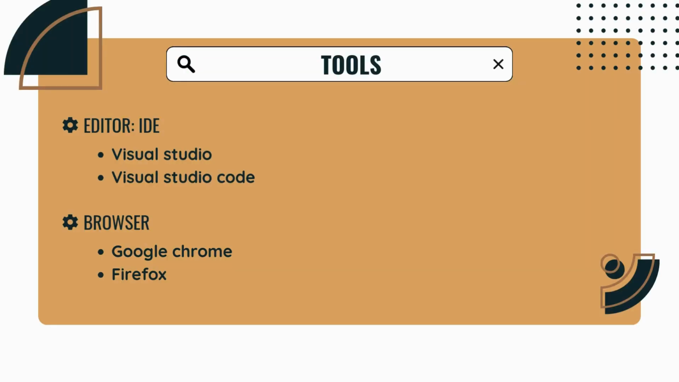Something else that you would have to get are certain tools. So, where do programmers write this code, right? We use a code editor or IDE, Integrated Development Environment, and there are a few common ones that are Visual Studio and Visual Studio Code. These are free IDEs that you can just install on your computer. And of course, you would need a browser, especially if you're doing web development. You would need something like Google Chrome or Firefox to test your website.